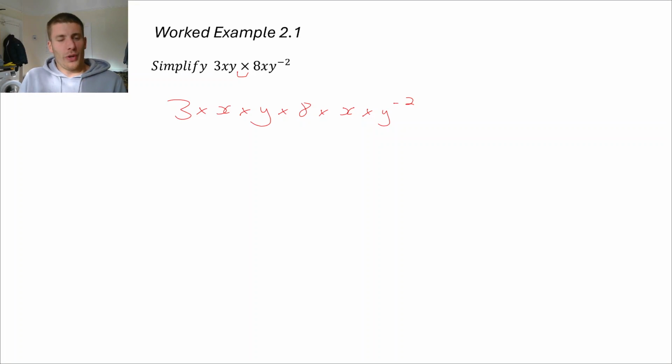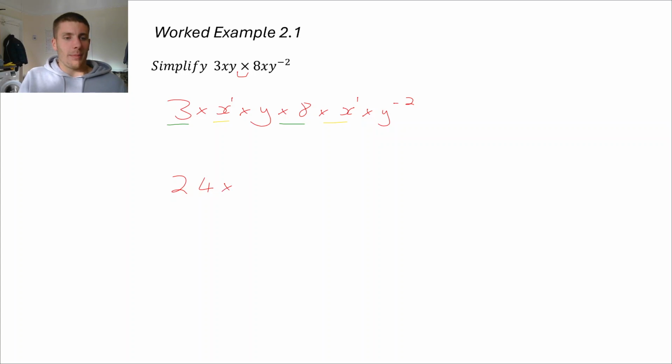And then what you can do here is consider your number parts. So you've got a 3 and you're timesing it by an 8. 3 times 8 is 24. And then you're timesing this by, if we look at the indices parts for x, you've got x times x. Laws of indices, if you're timesing with the same base, you add the powers. You can't see it, but x is the same thing as x to the 1, so x to the 1 times x to the 1, add the powers, 1 add 1 is 2.